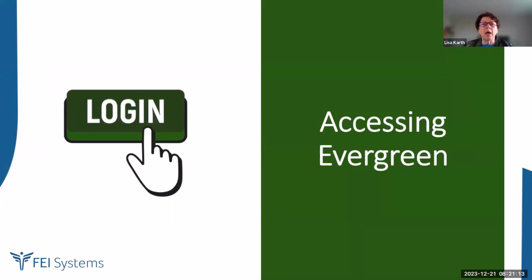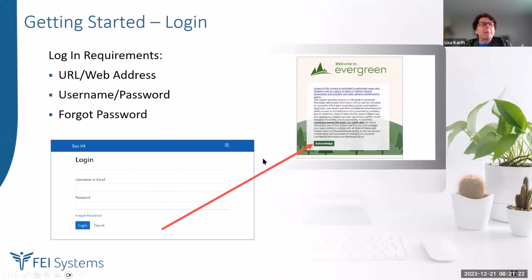I want to show you how to log into Evergreen. So just like any other application, you need a URL or the web address. You'll have a username and a password. You're going to enter these. Now on the screenshot, this says username or email. You cannot use your email as your username. It's only going to be a username. So you enter that, and then you're going to enter your password. And once you click login, you're going to be brought to this acknowledge screen. Basically, you're going to acknowledge you are an authorized user.